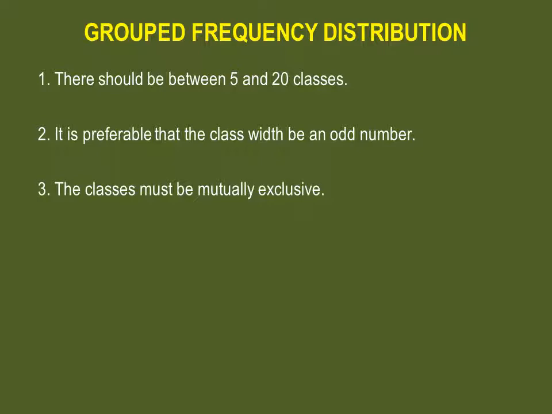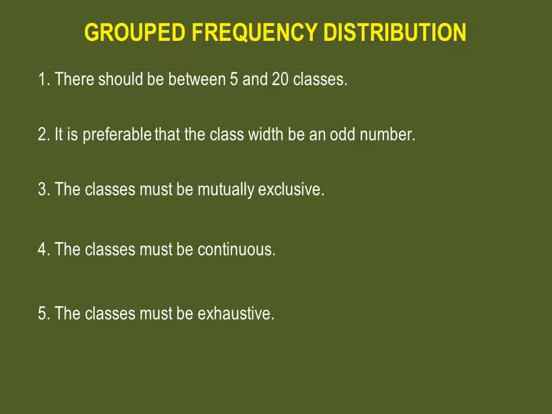Rule number 3, the classes must be mutually exclusive. This means that there's no possibility that you can place a value in 2 classes at the same time. Rule number 4, the classes must be continuous. Even if there are no values in a class, you must make sure that there are no gaps between your values. Rule number 5, the classes must be exhaustive. You should be able to put all of your data values in your frequency distributions.